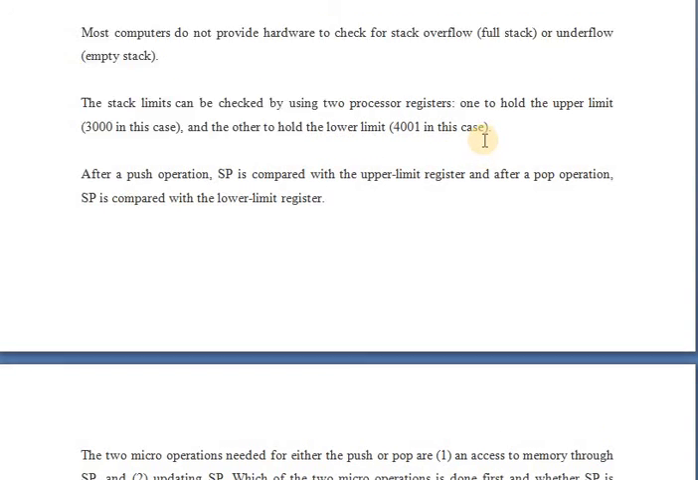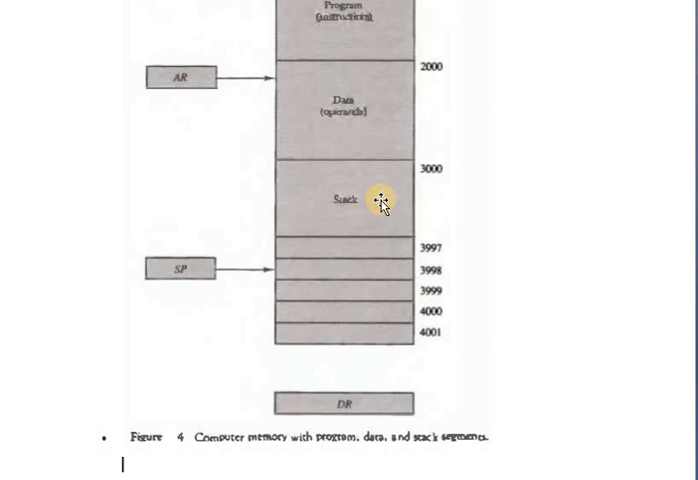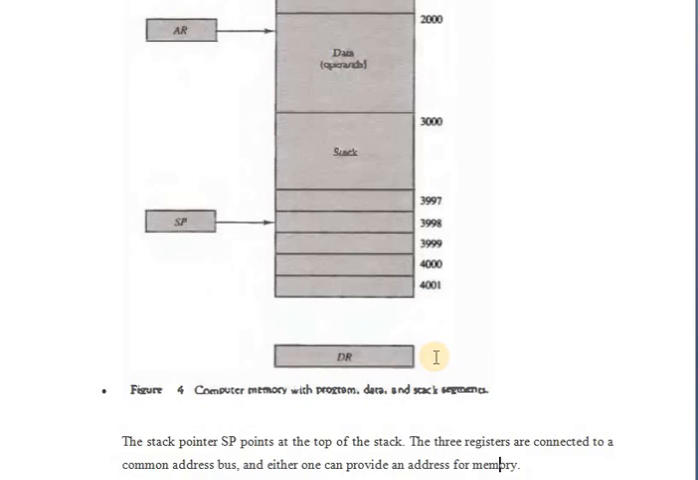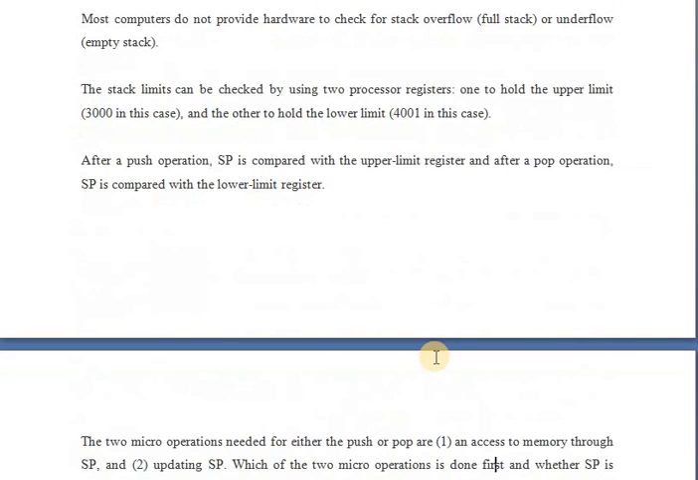So see here, the upper limit 3000 and the lower limit 4000. After a push operation, the stack pointer is compared with the upper limit register, and after the pop operation, the stack pointer is compared with the lower limit register. So that is 3000 in the upper case and 4001 in the lower case.